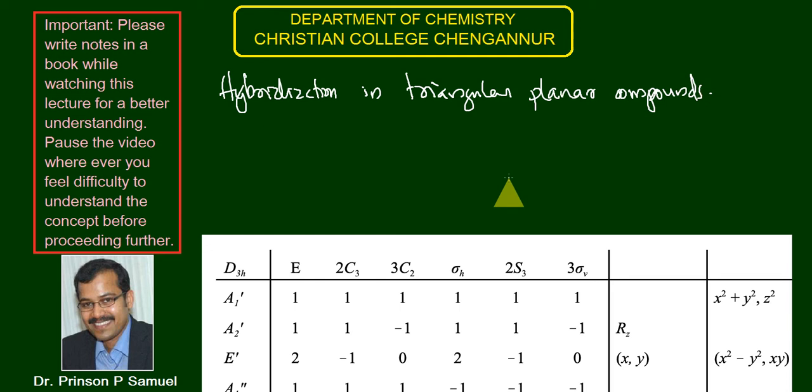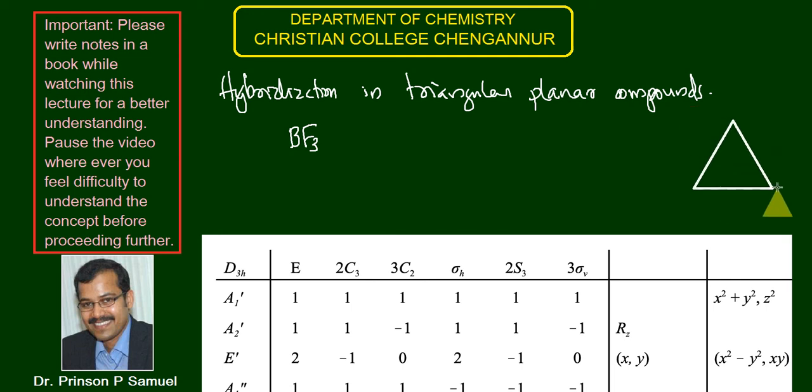Okay. And let me give you an example of a triangular planar molecule, that is BF3. BF3 is a well-known example, right? So what are the symmetry elements present here in the triangular planar compound? The symmetry elements. So let me make a triangular planar compound here.